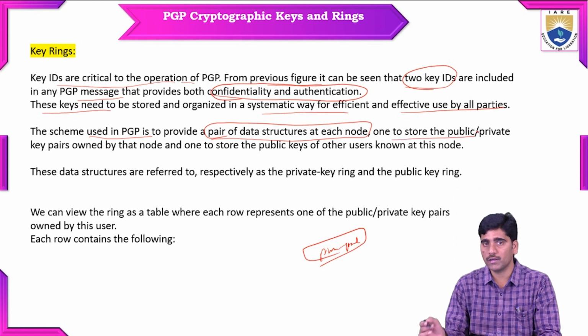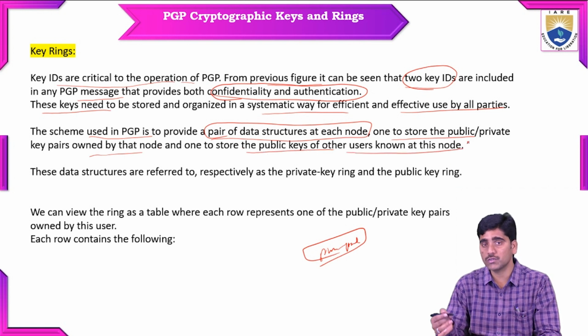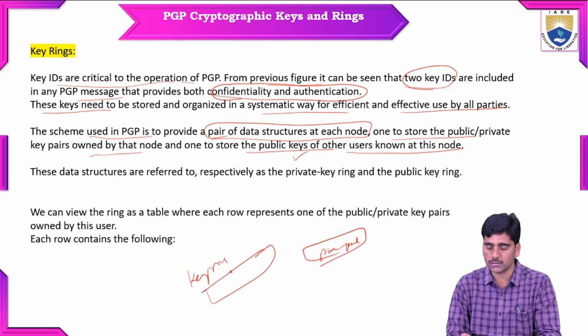One node stores the public or private key pairs owned by that node, and the other stores the public keys of other users known at this node. So key rings are nothing but data structures.